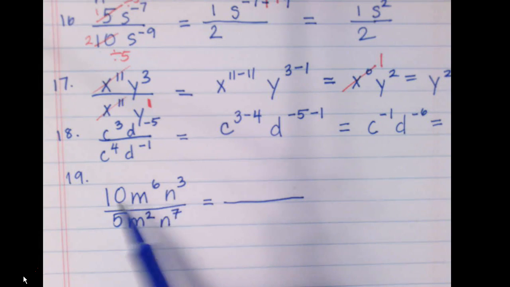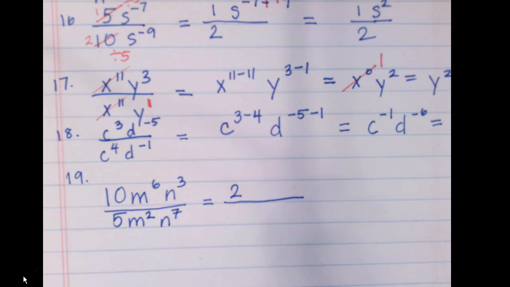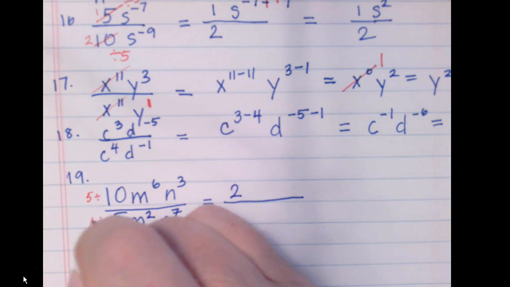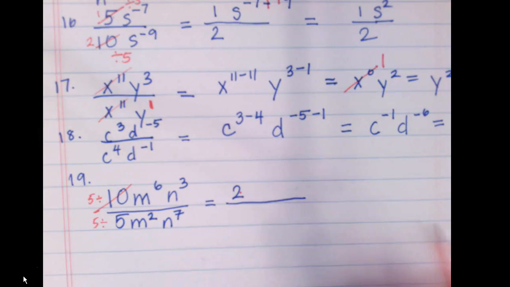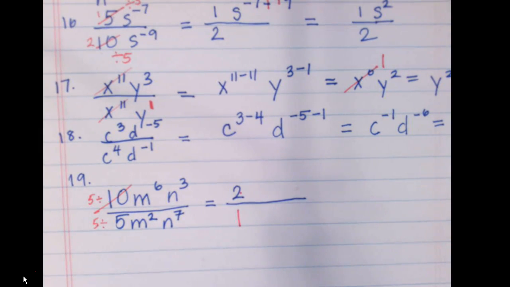So I can either do 10 divided by 5, which is 2, or I can look at that as a fraction and say, oh, well, 5 goes into both. So divide by 5, divide by 5. 10 divided by 5 is 2. 5 divided by 5 is 1. So I can write that, especially in my first step. That's not part of my final answer.